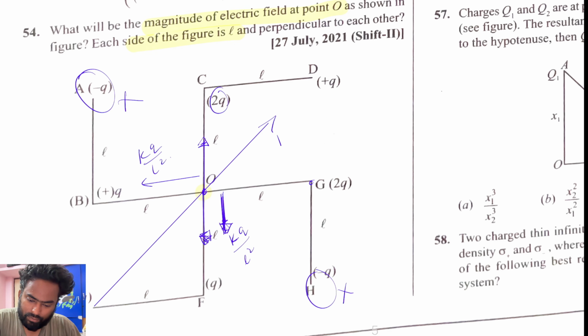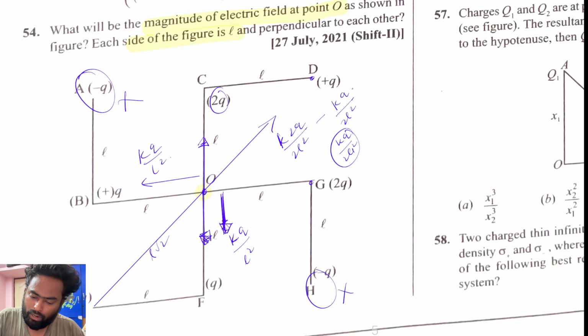Oh, sorry. So this field will be how much? K 2Q upon L root 2 square. So 2L square minus the field due to the other one, it will be KQ upon 2L square. So KQ upon 2L square will be the net field.